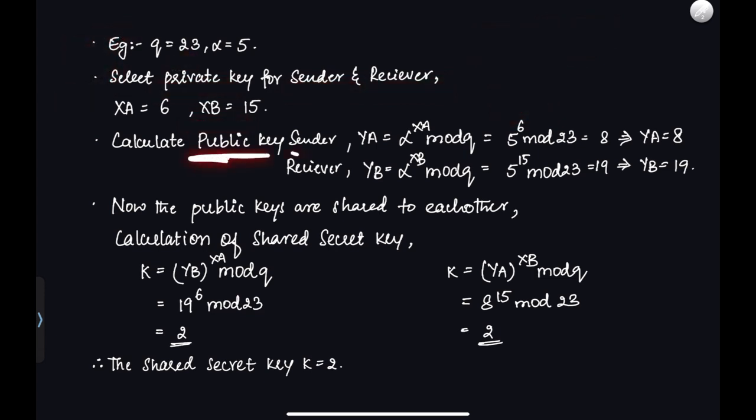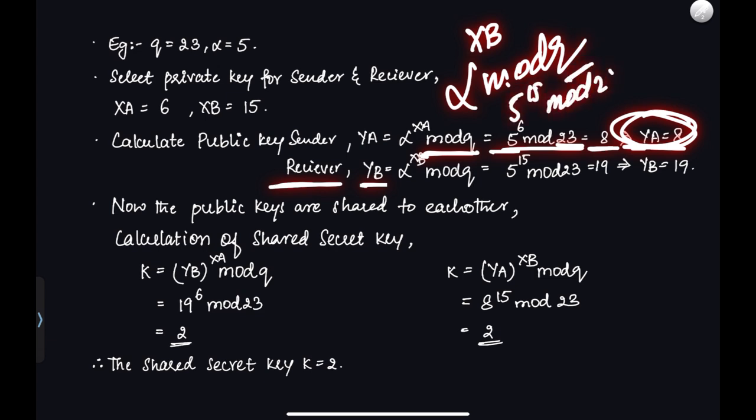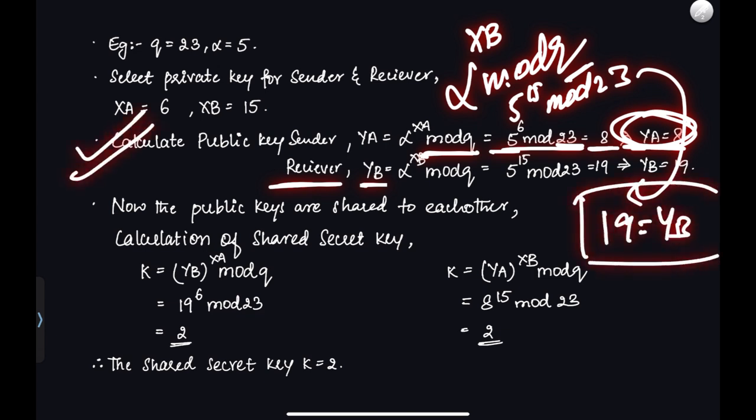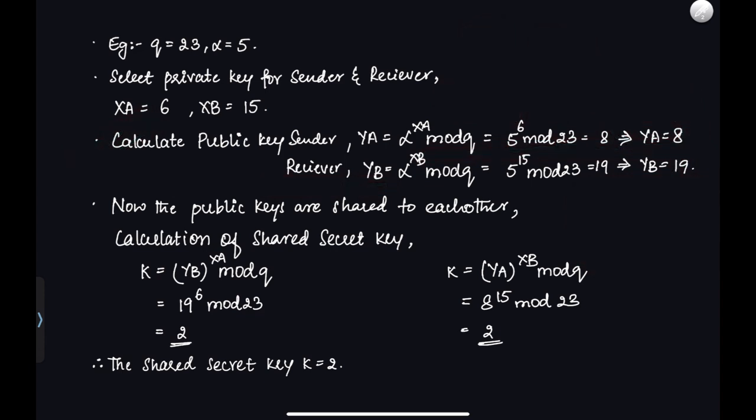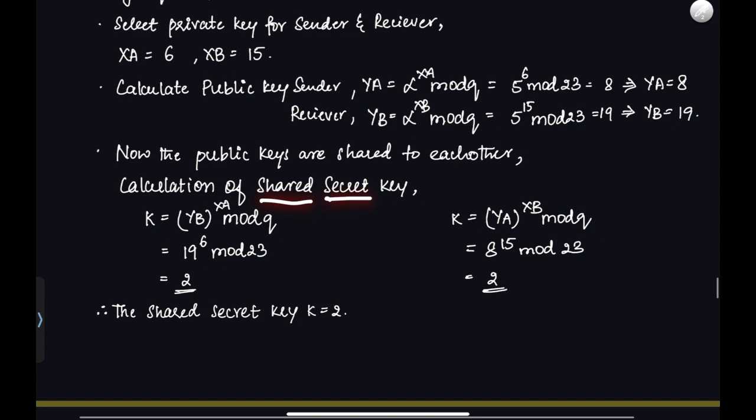Next I'll calculate the public keys. The public key of the sender, ya, is equal to alpha power xa, the private key of the sender, mod q, which is 23. So 5 power 6 mod 23 is 8, and the ya value I'll get is 8. On the receiver side, yb is equal to alpha power its private key, mod 23. So 5 power 15 mod 23 gives the value 19. So yb is 19 here. Now that I know the public keys of sender and receiver, I'll exchange them. The sender will receive the public key of the receiver, and the receiver will get the public key of the sender. After this, we'll calculate the shared secret key.